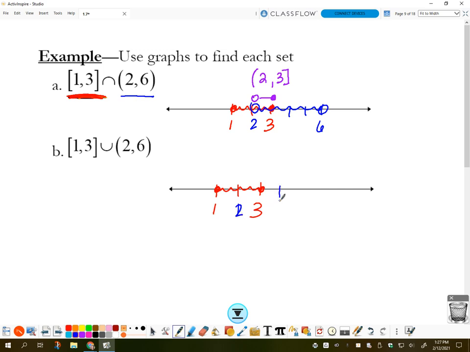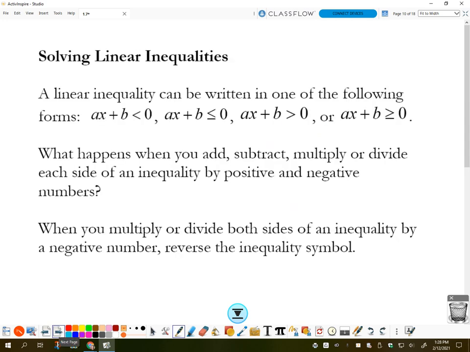That's a 2. Alright, so with the union, we want to unite them, so everything from everybody. So that would take us from here all the way to here. So we would go from 1 to 6. Alright, so what we're really wanting to do is we're wanting to be able to solve.